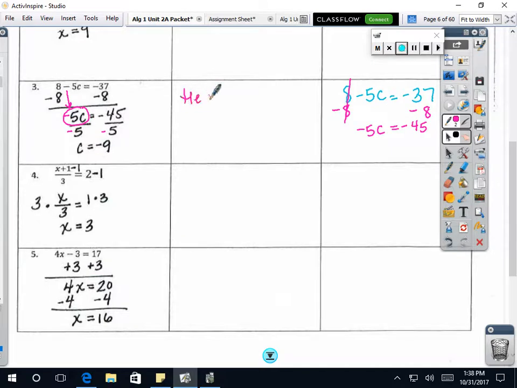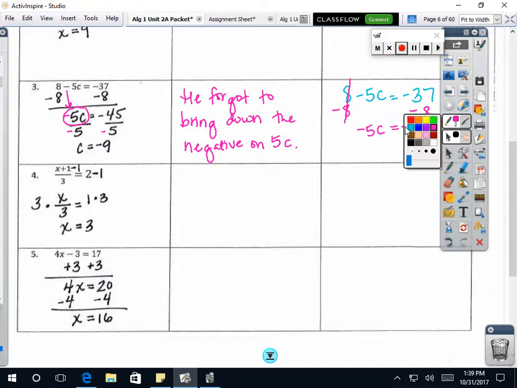He forgot to bring down the negative sign on 5c. And so now we're going to finish it for him. We're going to divide by negative 5 on both sides. And so the real answer is c equals positive 9.